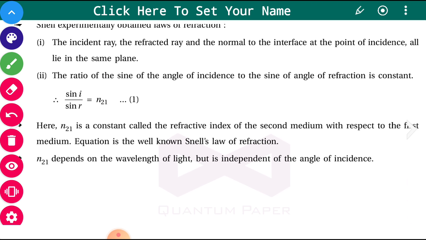n21, that is the refractive index of medium 2 with respect to medium 1, depends on the wavelength of light, but is independent of the angle of incidence. So when you change the value of the angle of incidence, simultaneously there will be a proportionate change in the angle of refraction. So this ratio which you have is constant. This ratio is found to be constant.